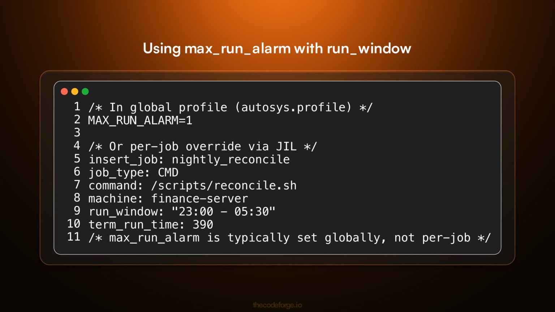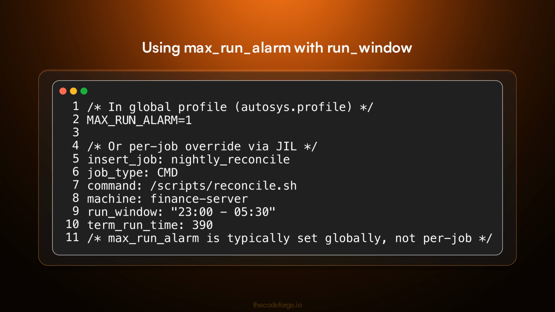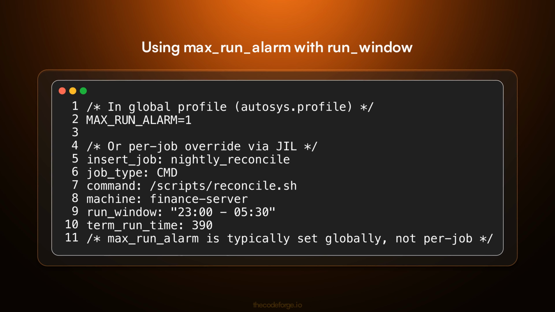The article mentions that run window raises max run alarm for CMD jobs, but doesn't show how to configure it. This snippet demonstrates setting max run alarm in the global profile or job level override to trigger an alarm when a job exceeds its window.